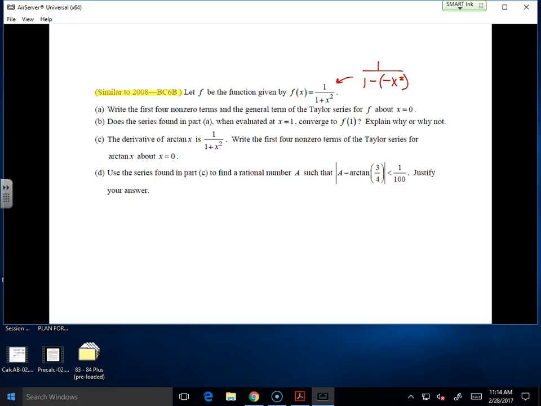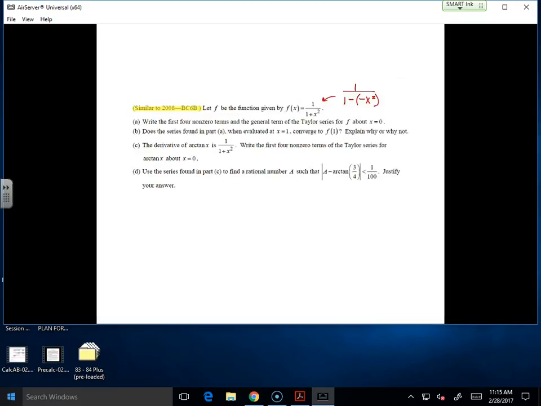So it converges. So when evaluated at 1, is it going to converge? No, because the radius has to be in between but not equal to 1 or negative 1, right? Isn't our interval of convergence less than, not less than or equal to? Exactly, that's why letter B is no. Does that make sense? It'll diverge because it's not in the interval of convergence.